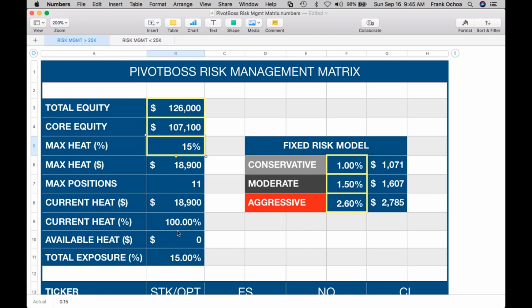18,900. That means that we are currently at 100% capacity of our max heat. We can no longer take any more trades. The available heat is 0, and right now our total exposure is 15% of total equity. So we are at 15% and fully invested. At this point, you would no longer take any trades until you close off or reduce risk exposure.